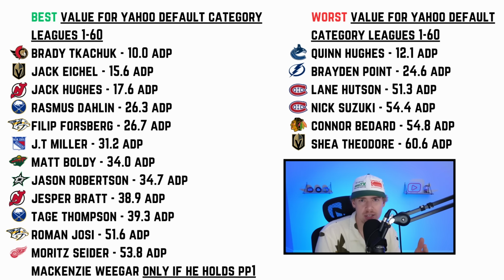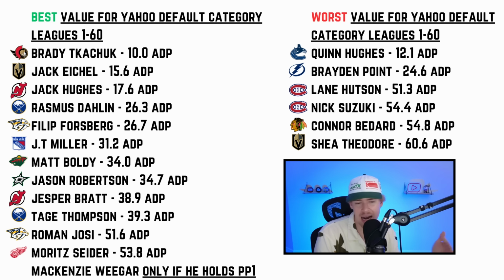Obviously, Tkachuk is with the hits and the shots. With Eichel and Hughes, you're going to have insane shot volume, and I just think they're good value in general. Rasmus Dahlin, he can put up really good peripherals. Filip Forsberg has the shots and the hits. JT Miller has the hits and obviously a lot of point upside. Matt Boldy has a lot of shot volume, and I just think he's good value.